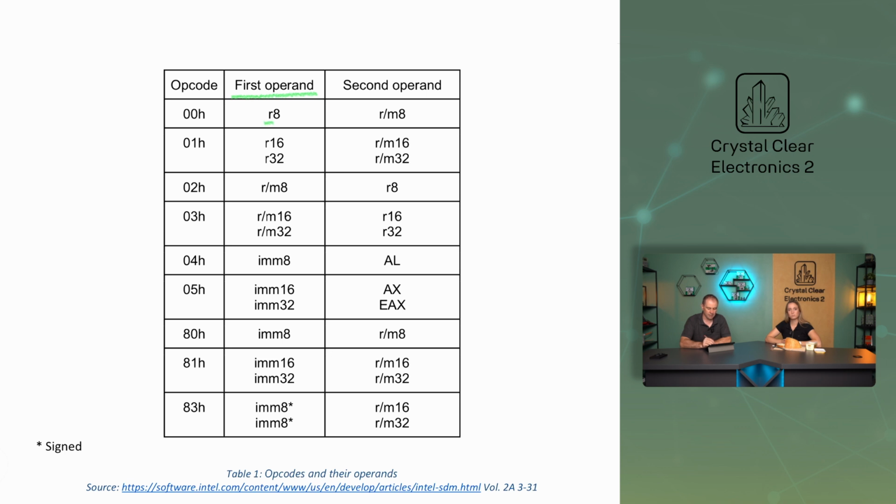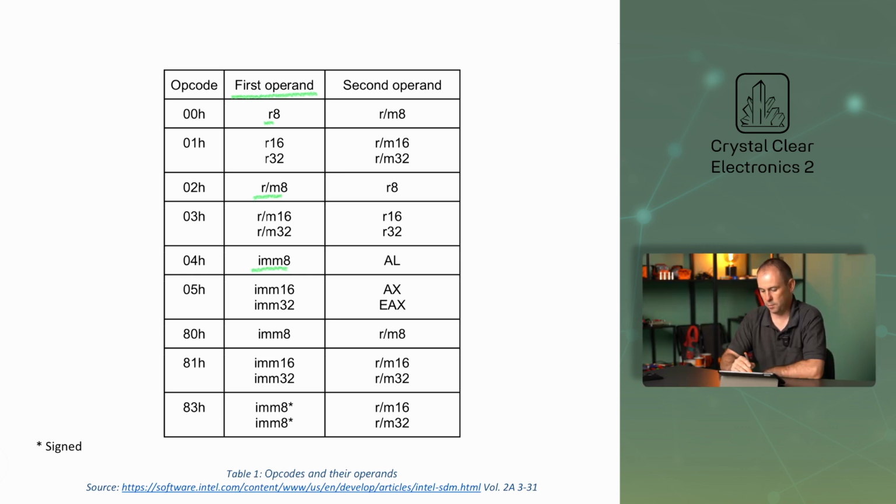In the table, lowercase r refers to a general purpose register, r/m refers to a general purpose register or memory address, and IMM refers to the constant value encoded in the instruction. The numbers indicate the width of the operands in bits. The AL, the AX, and the EAX are the names of the specific registers. Since the operands of arithmetic operations can be stored in registers or in the memory, the x86 architecture is a register-memory architecture.